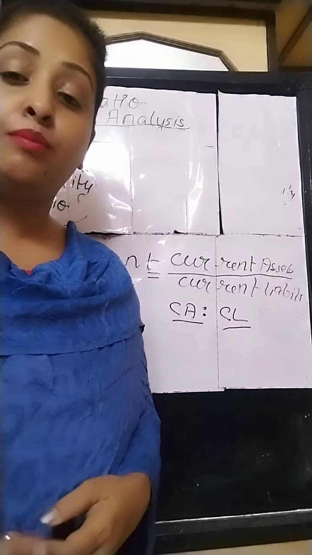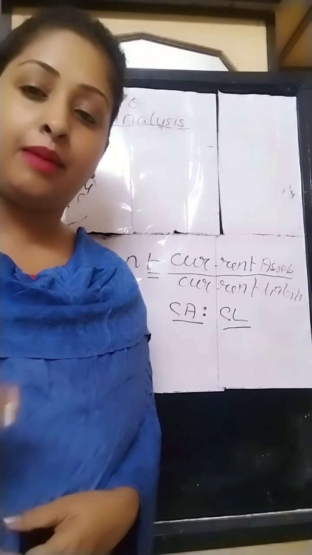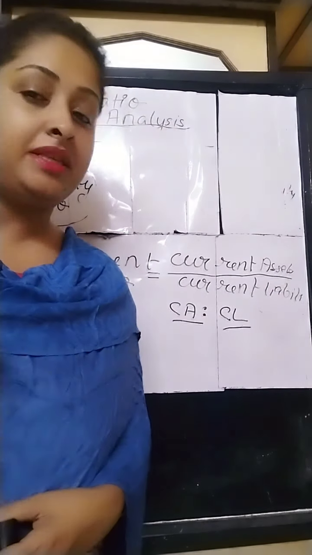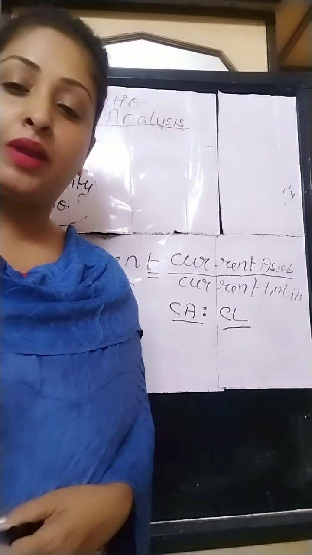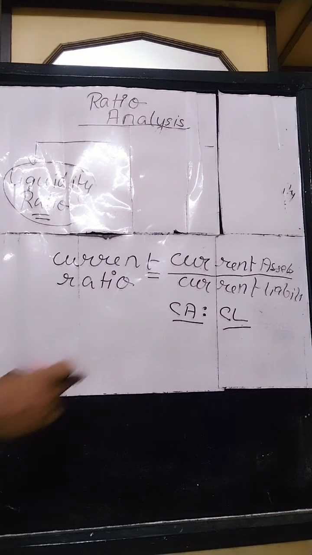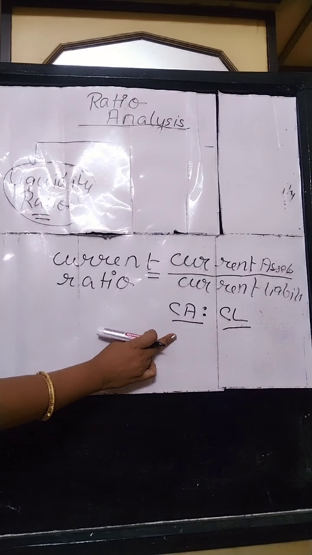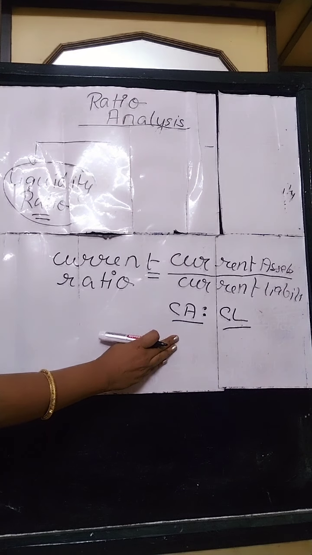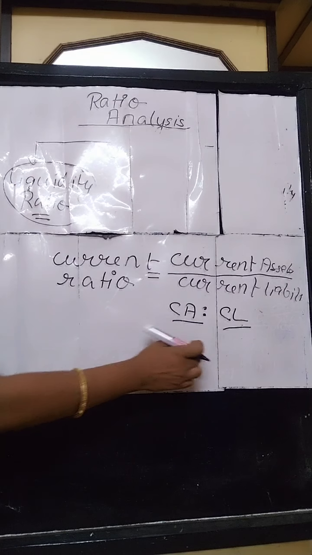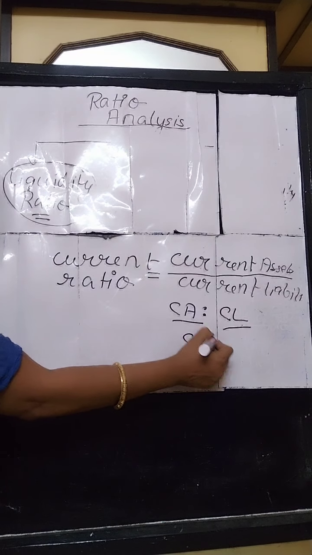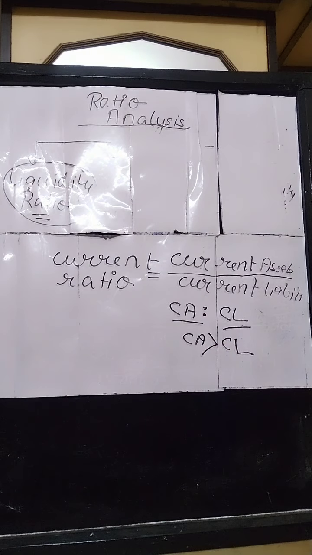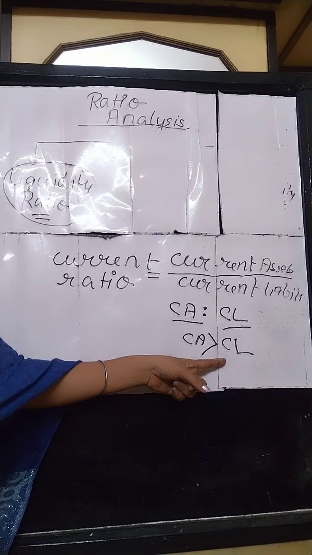The firm is having more current assets than current liabilities, so that it can pay off the current liabilities with the help of the current assets the firm is having. So current assets are expected to be more than current liabilities always. It is most desirable. Current assets should be greater than current liabilities, so that the dues can be cleared off.